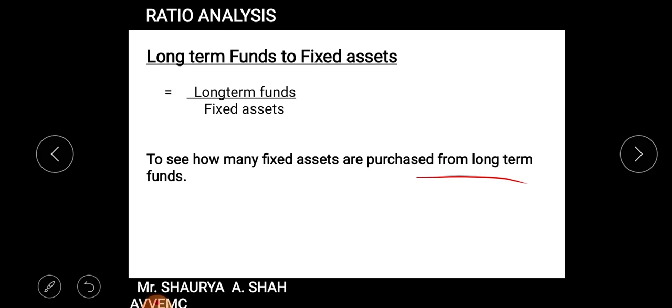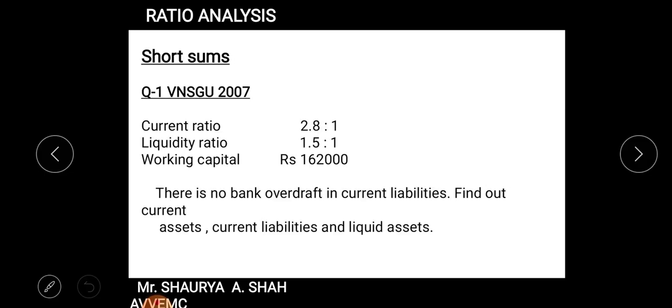Now we'll be beginning, students, if you all are clear, with the short sums. In the last lecture, we solved one short sum on operating ratio. Today again we'll be starting with a university short sum. What is the sum all about? Only this info is given. This sum is for 3 marks, students. Keep in mind, you need to be very quick and very efficient in solving the sums about ratio analysis. You need to think very fast.